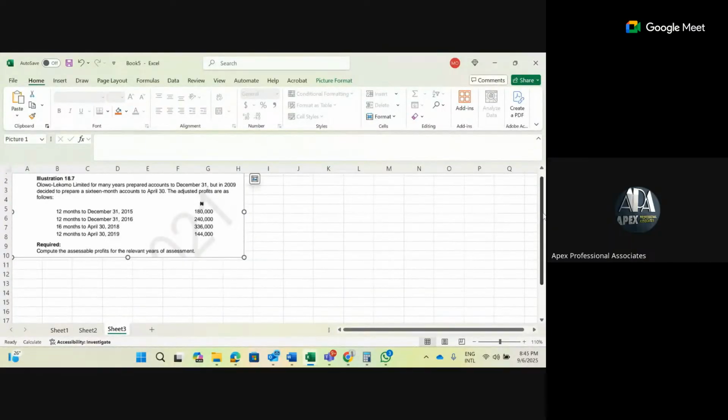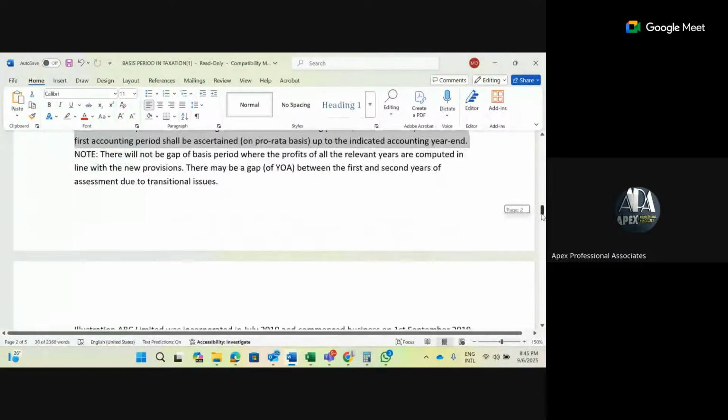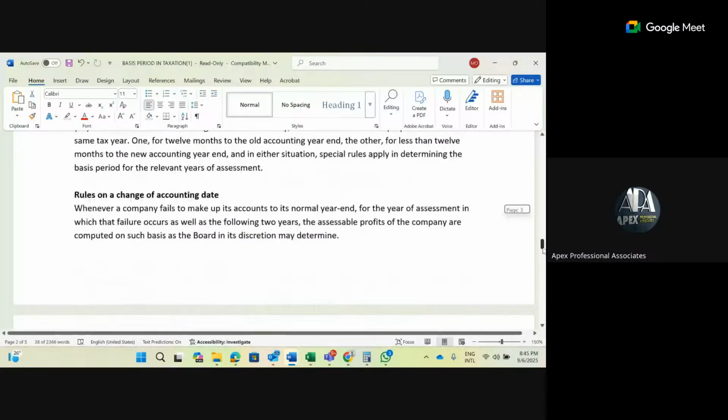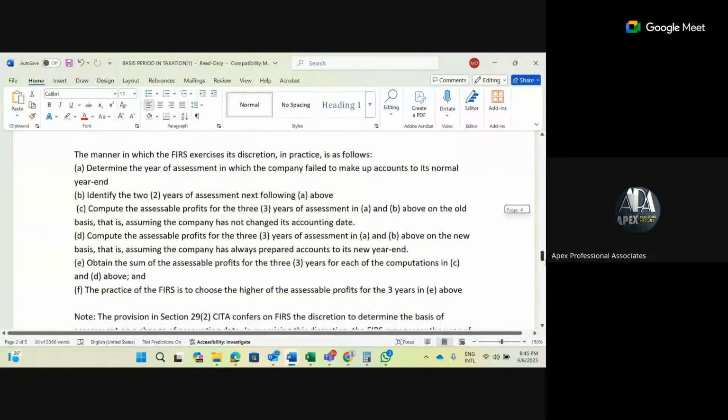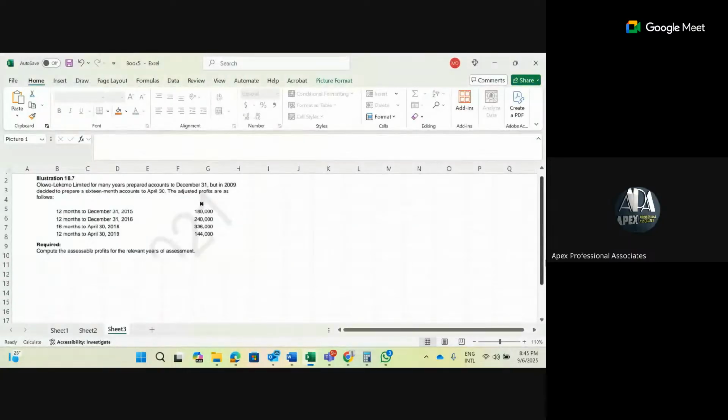So now, what are the rules on change of accounting dates? I'm not attempting the question for now, let's attempt this stuff. What are the rules on change of accounting date, please? Determine the year of assessment in which the company fails to make up its accounts to its normal year end. What is that year? Look at this question. You guys can just type for me, please.